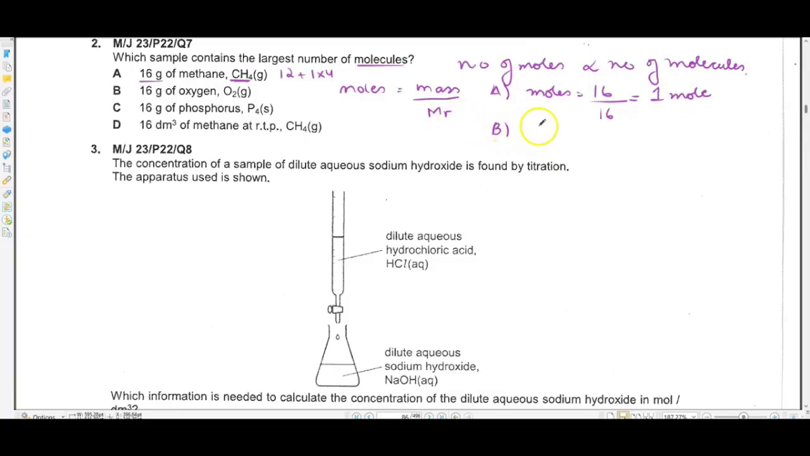Now moving on to the B part, we are going to find the moles of oxygen. So 16 grams of oxygen is there and it's O2, so Mr for O2 is going to be 16 into 2, which is 32. Okay, so this is going to give us 1 over 2, which is 0.5 moles. Okay, 16 grams of oxygen contains 0.5 moles. Okay, C wala jo hai, it's 16 grams of phosphorus.